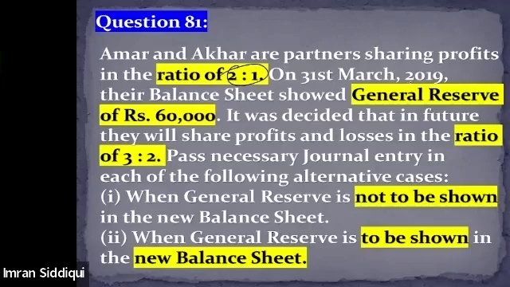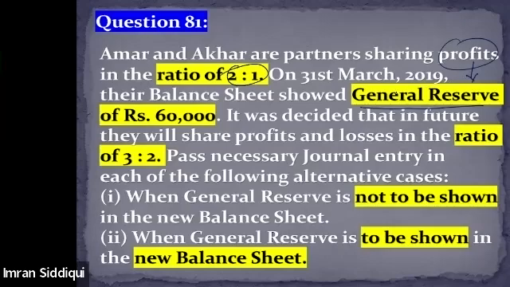On 31st March 2019, their balance sheet showed a general reserve. See, general reserve is what? General reserve is a part of profit. And if it remains unused, unutilized, then this general reserve is generally distributed among the partners. If nothing is given in the question to the contrary, whenever only general reserve is given in the question, then we generally distribute it among the partners.